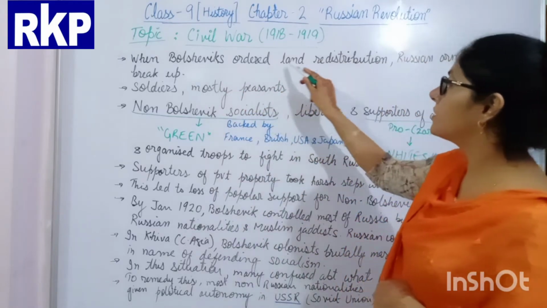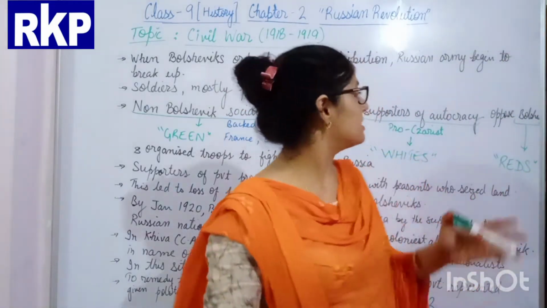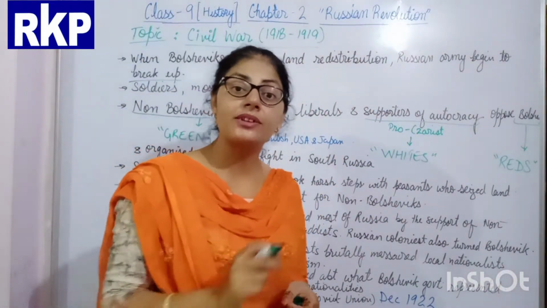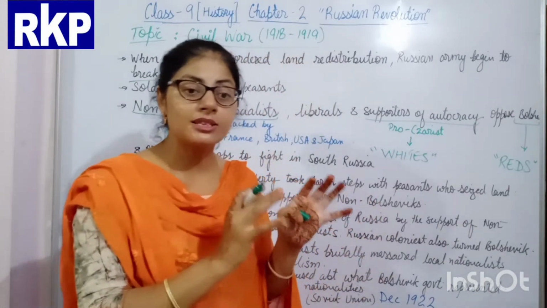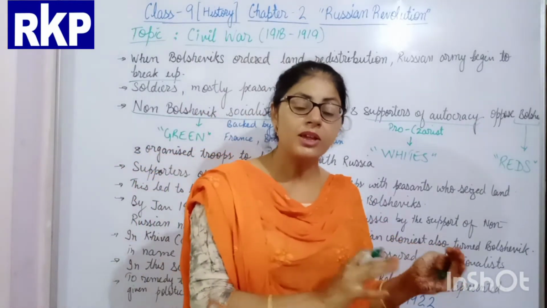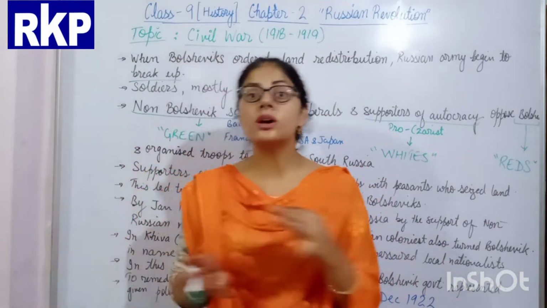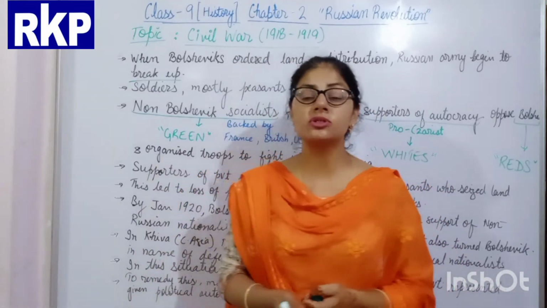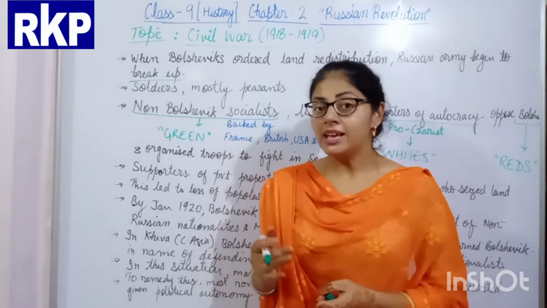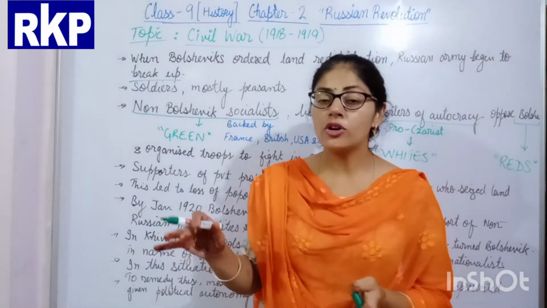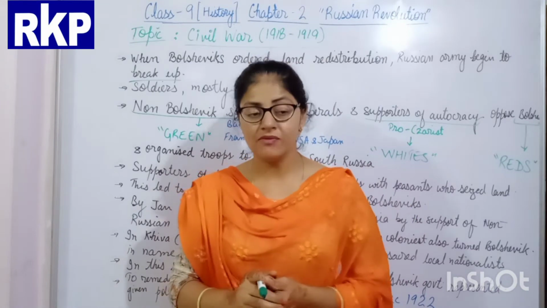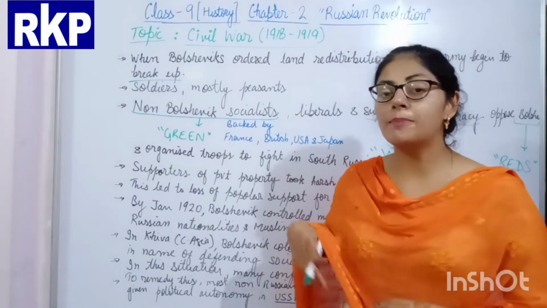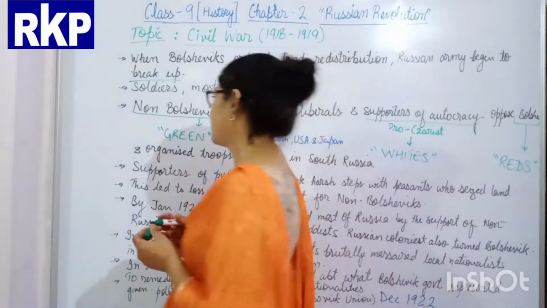When the Bolsheviks ordered land redistribution, the Russian army began to break up. Why did the Russian army begin to break up because of the redistribution of the land? Because most of the soldiers in the Russian army came from a rural background, from peasant families. When they got the news of redistribution of land, they were more interested in moving back to their villages and taking the redistributed land and doing the work of cultivation there. This led to the breakup of the Russian army.